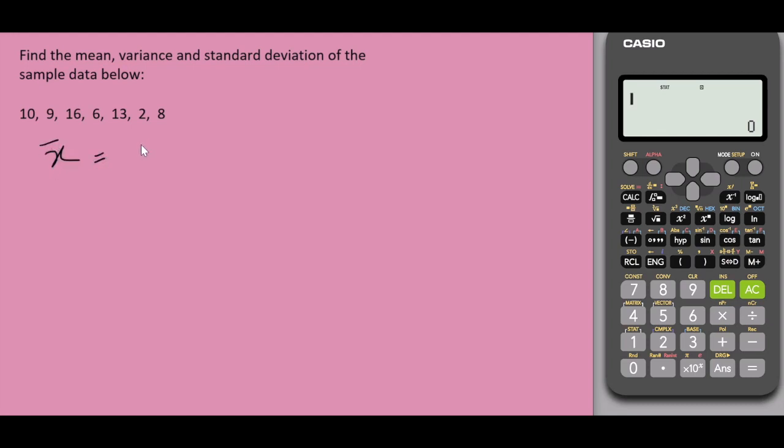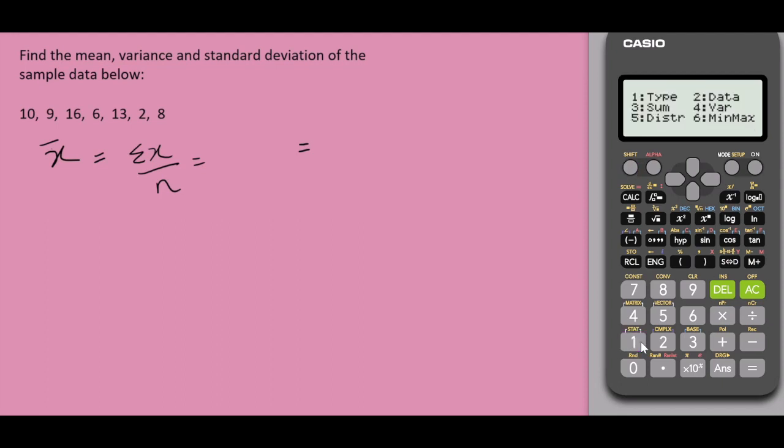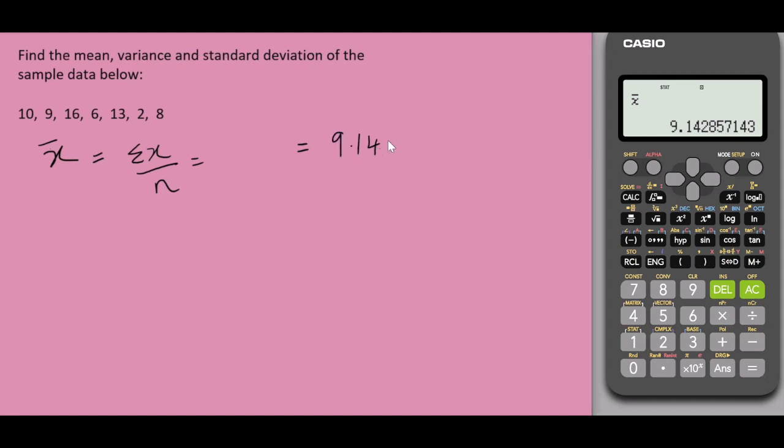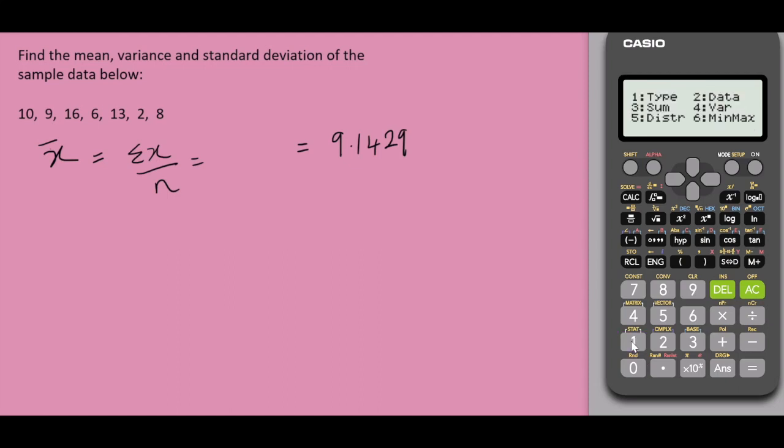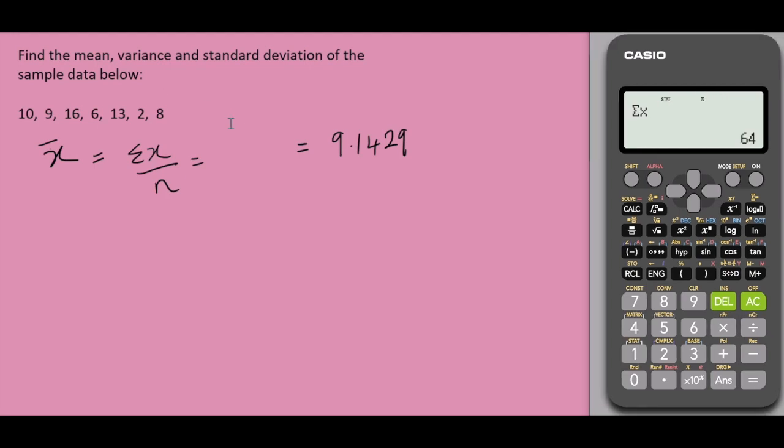To calculate your sample mean, the formula would be the summation of x over n. Okay, and the value of the sample mean could be found by pressing Shift 1 and selecting 4. Okay, so the sample mean could be found by selecting 2. The value is 9.1429. To find the value of the summation of x, we simply Shift 1 and select 3.